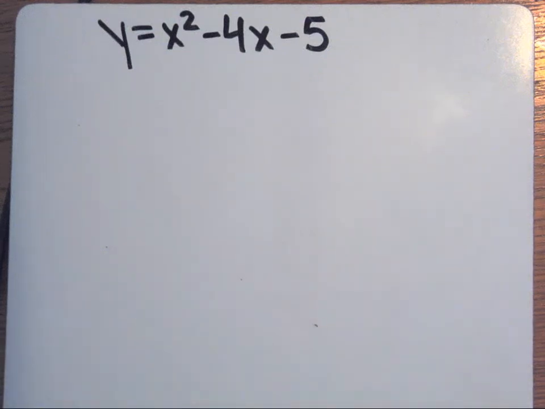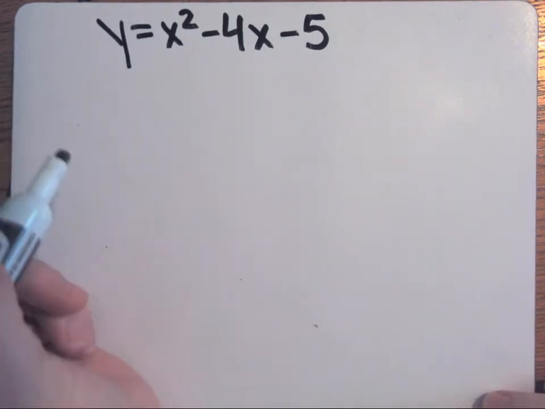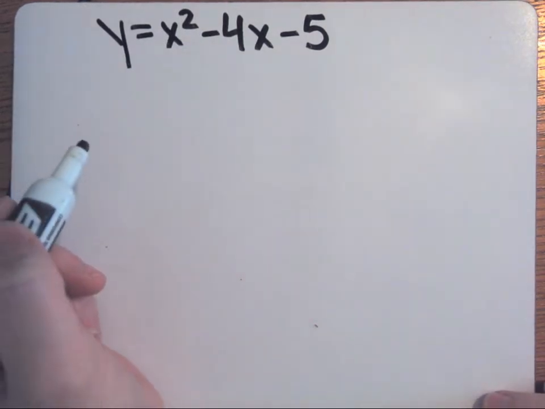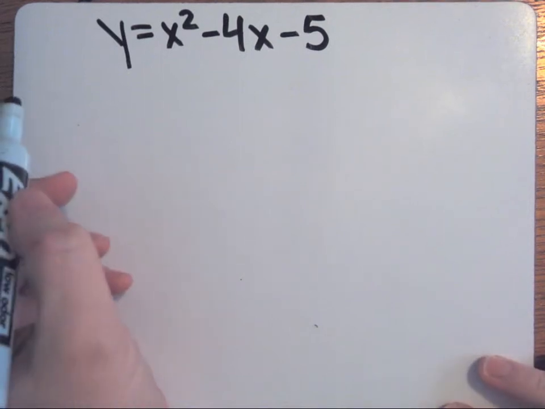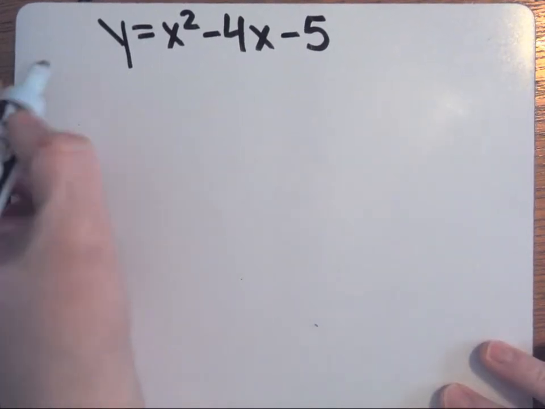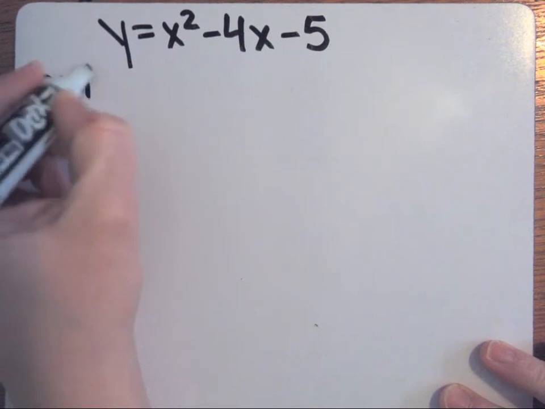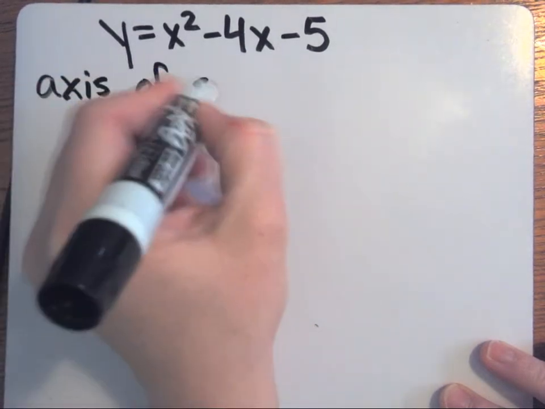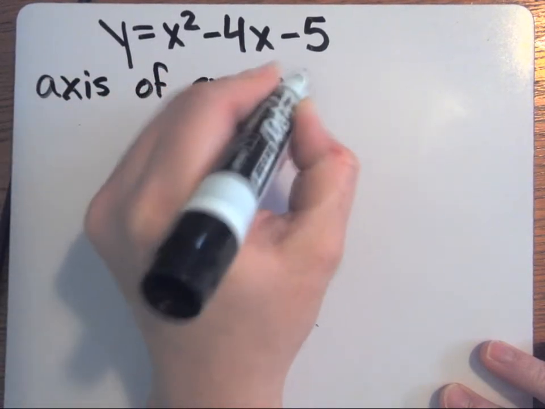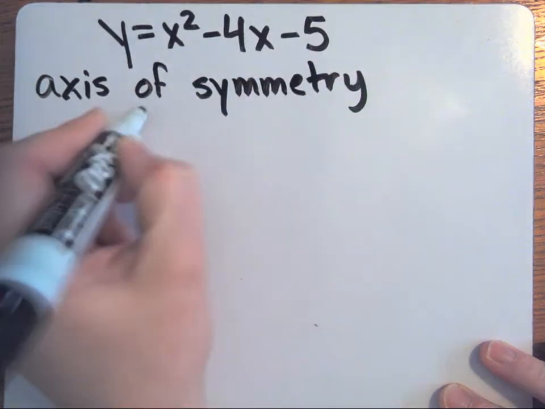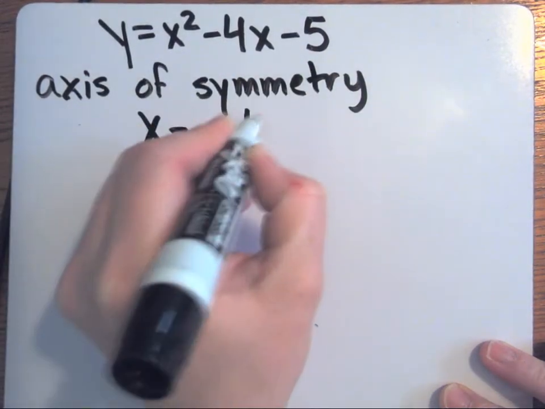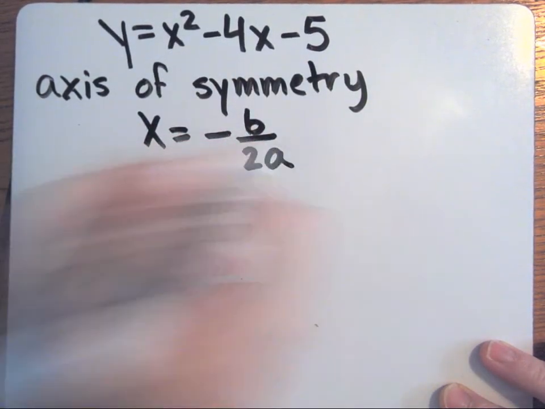Okay, good afternoon. I'm going over another example of how to graph in standard form. So the equation we have is y equals x squared minus 4x minus 5. The first thing that you want to find is your axis of symmetry. To find the axis of symmetry, we're going to use the equation x equals the opposite of b divided by 2a.